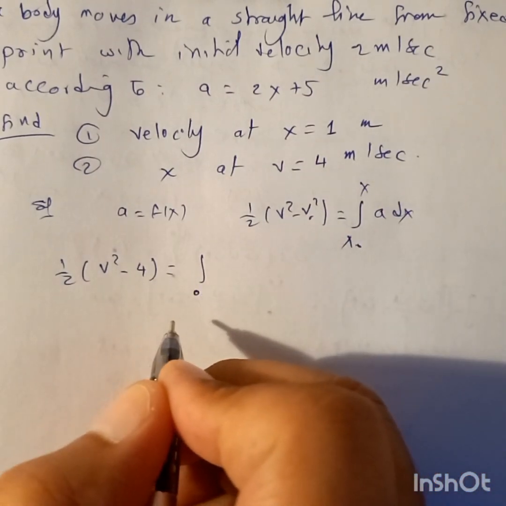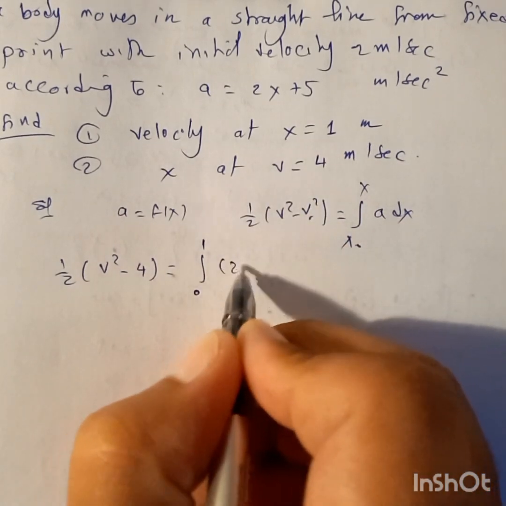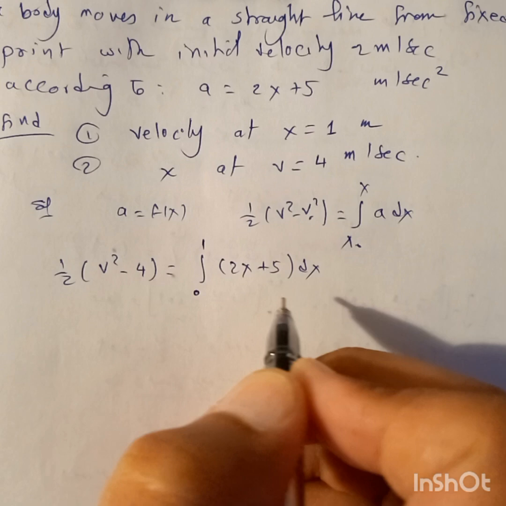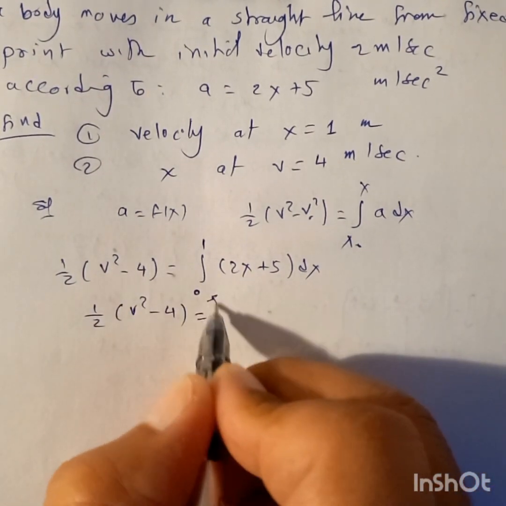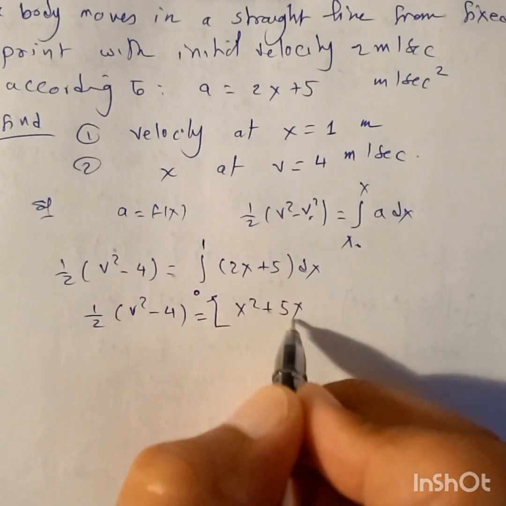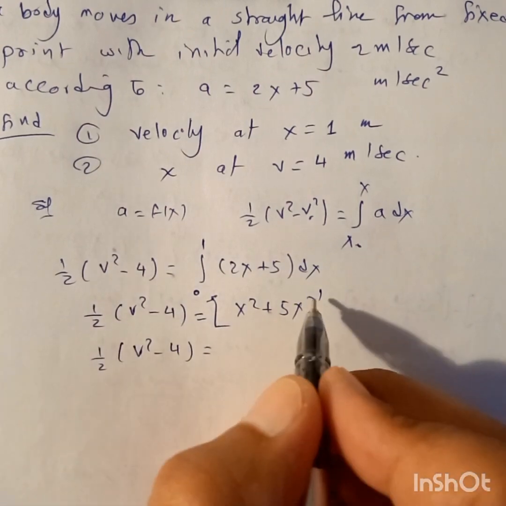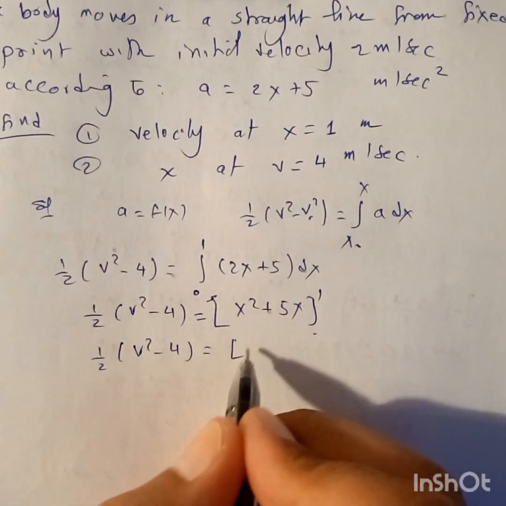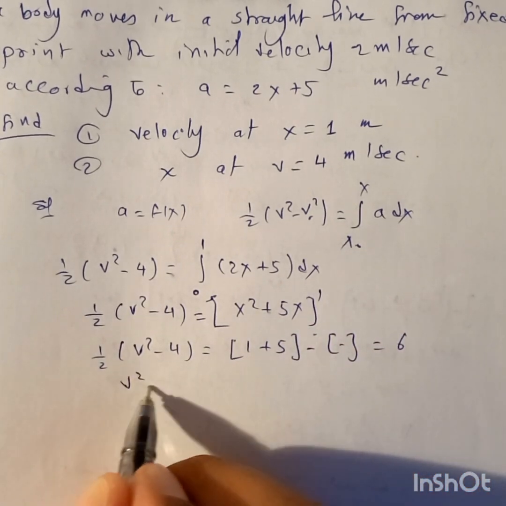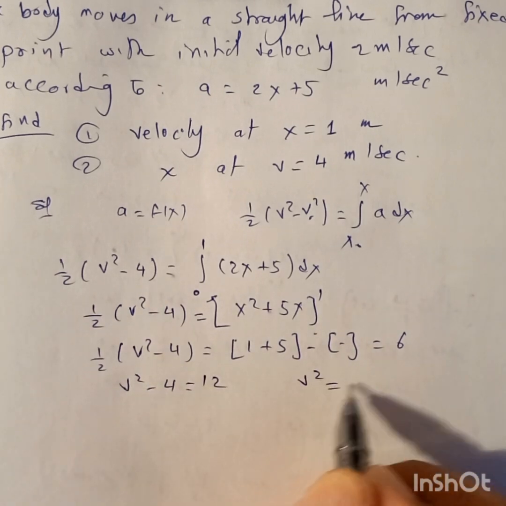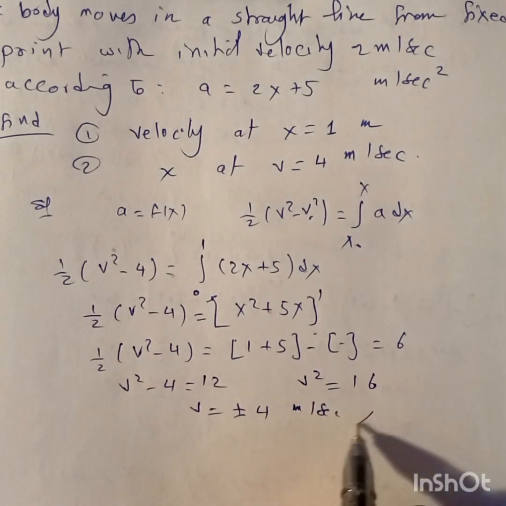Then we have x0 is 0, and x equals 1 meter as required, and we have the integral of 2x plus 5 dx. Then half v squared minus 4 equals the integration, which gives x squared plus 5x from 0 to 1. Then half v squared minus 4 equals, by substitution, 1 plus 5 minus 0, which is 6. Then v squared minus 8 equals 12, and v squared equals 16. Then v equals positive or negative 4 meter per second, and this is required.